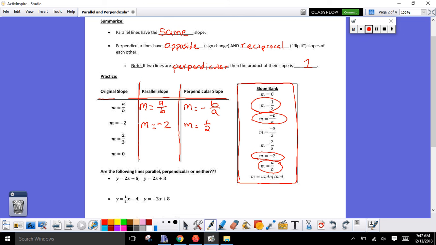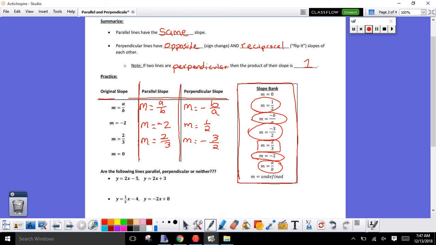The next one is 2/3. I'm going to look for the parallel slope first. Remember, it must be exactly the same. So we have it here, 2/3. That's my parallel slope. My perpendicular slope has to be negative. So that's the first part, negative. And we're going to switch them. The 2 goes to the bottom, the 3 goes to the top. So my slope is going to be negative 3 over 2.